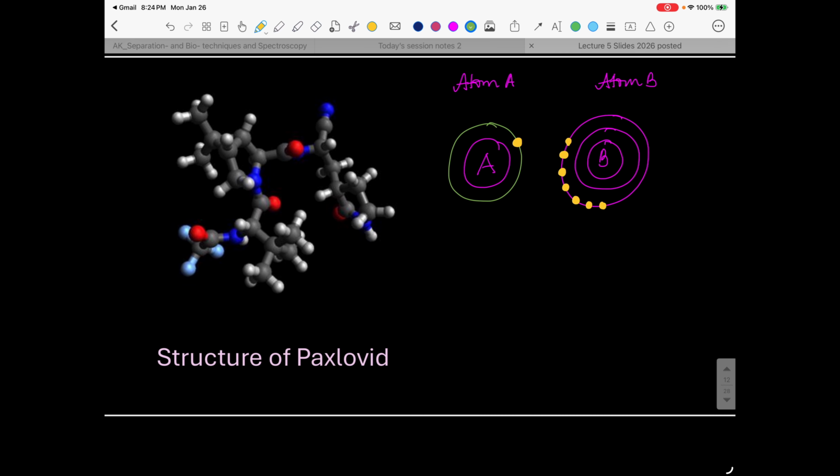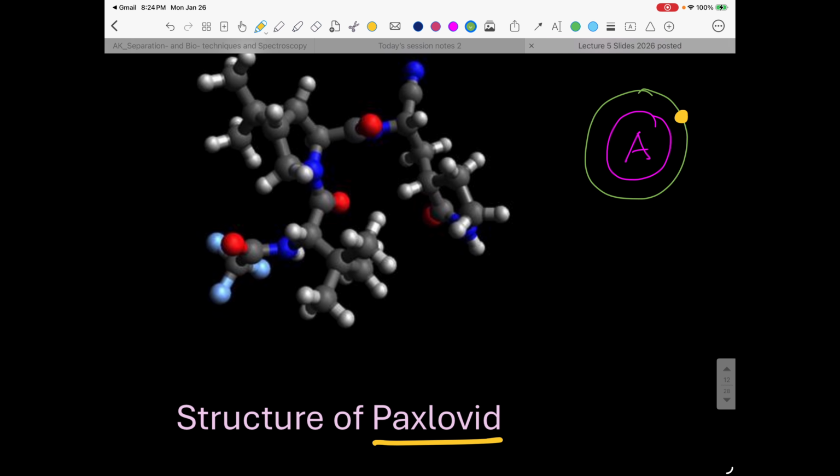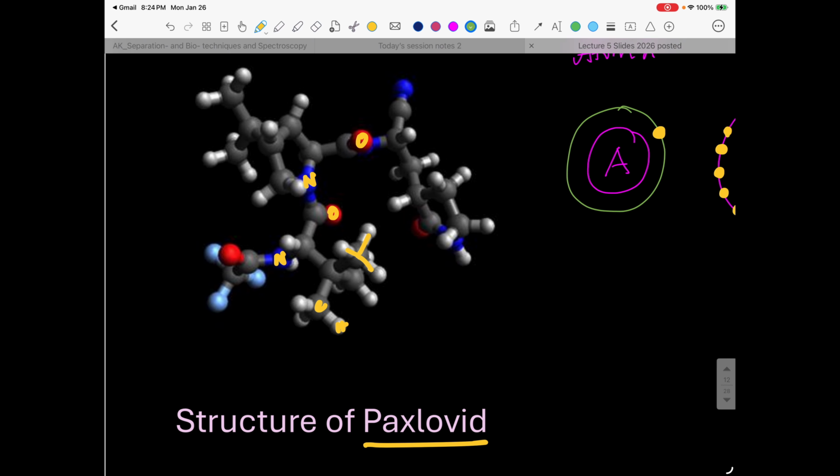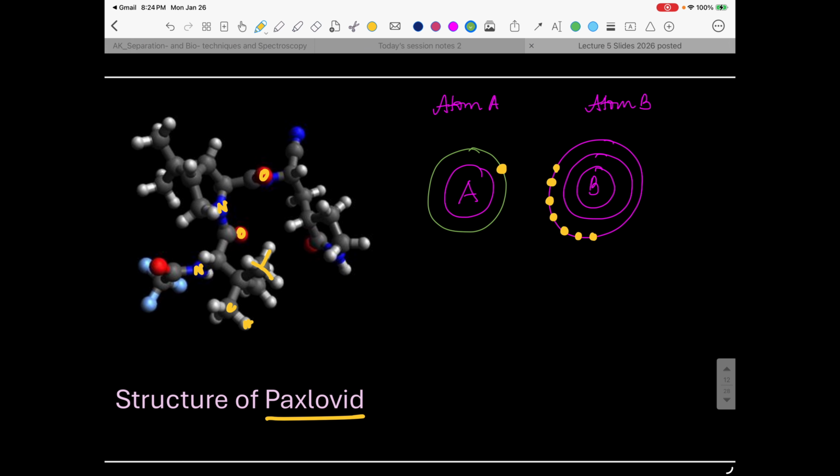I've shown the structure of Paxlovid, which is the drug used for COVID these days. You can see that it has a huge structure with many atoms, carbon, hydrogen, then oxygens here, and a nitrogen here. All of them are arranged in a specific order, and they're bonded to each other with those bonds. These bonds form because of the interaction of the valence electrons.